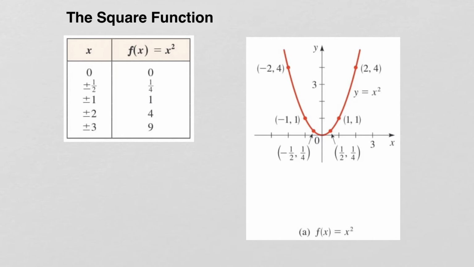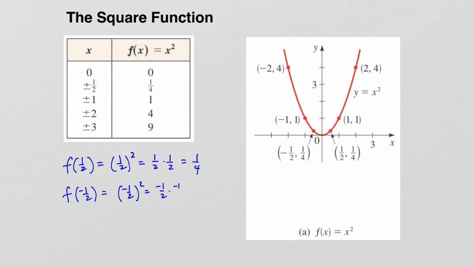Okay? And remember, all we're doing is we're just plugging those numbers into the function, right? So f of 1/2 is just 1/2 squared, and 1/2 squared means 1/2 times 1/2, and that's 1/4. And f of negative 1/2 is going to be negative 1/2 squared, and that is negative 1/2 times negative 1/2, which is also positive 1/4, for example. And if you plot these points, you get the very familiar graph that you see over here, and this graph, of course, is called a parabola.